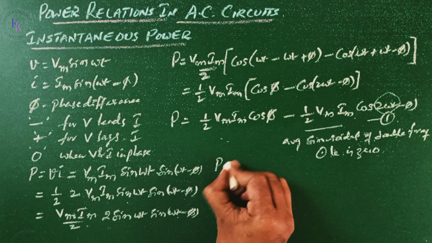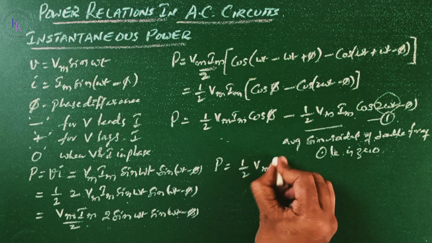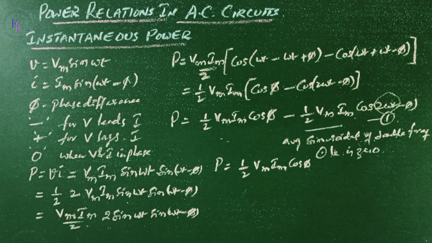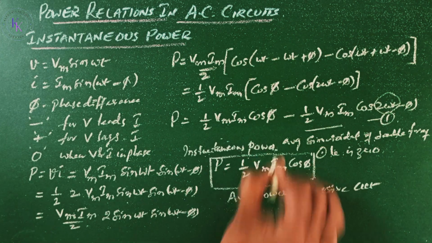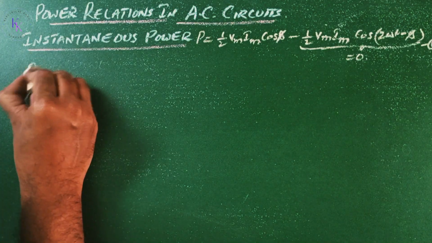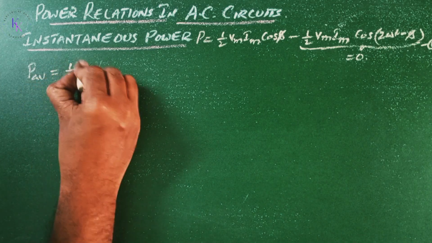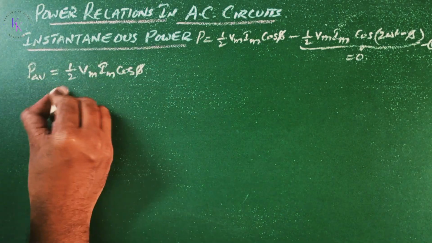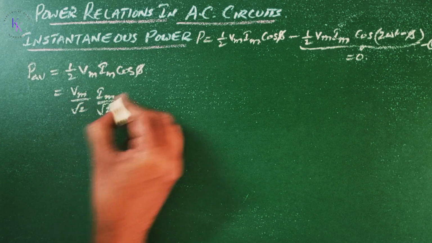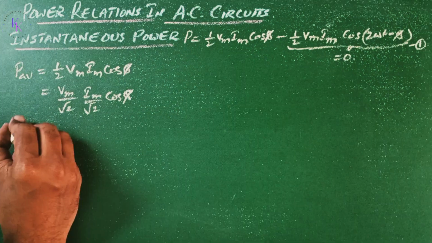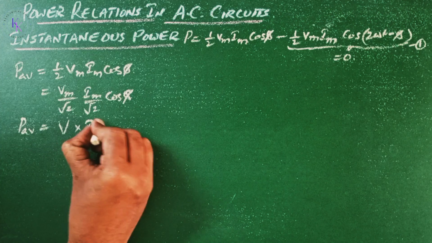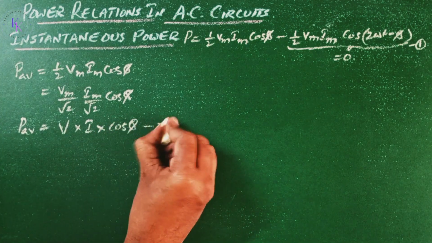So, the power P equals half Vm Im cos phi, which is the average power in the passive circuit. Thus the average power in the passive circuit is given by P average equals half Vm Im cos phi. We can write this as Vm divided by root 2 times Im divided by root 2 times cos phi. So P average equals VI cos phi. Let this be equation number 2.